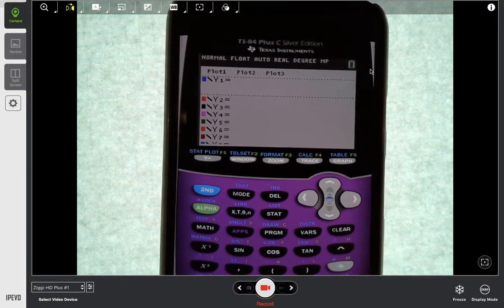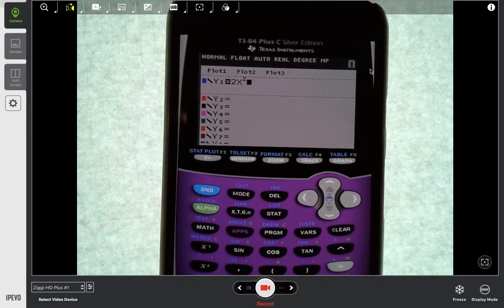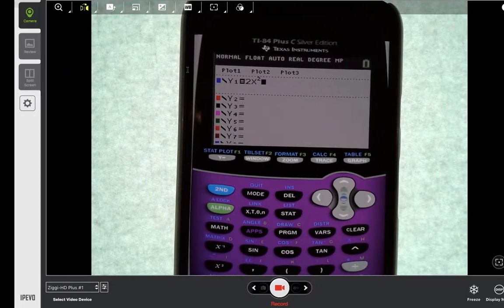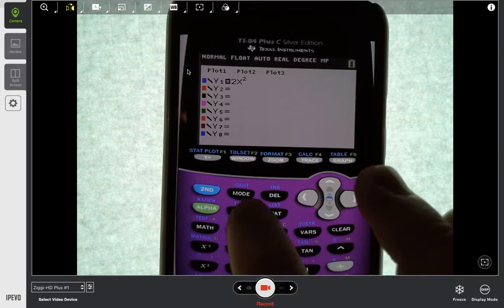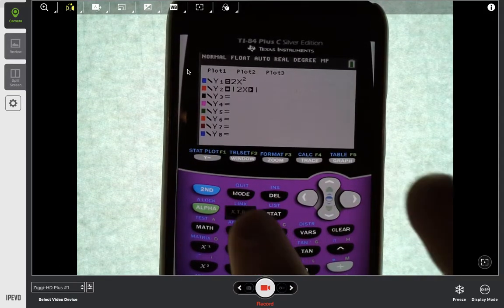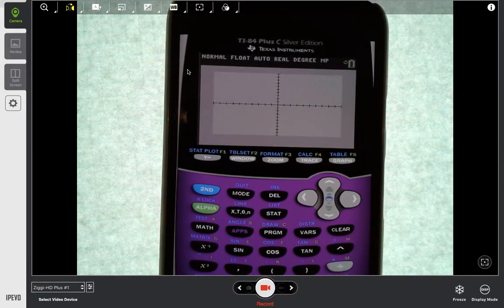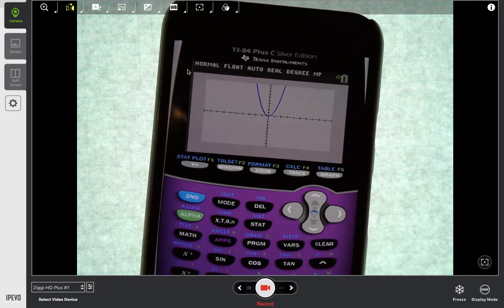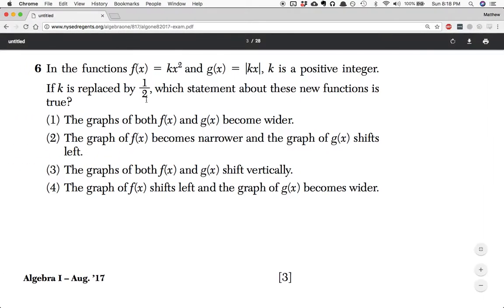Oh man, I got to fix all that. 2x squared, right? Because it's kx squared. And then for the next one, I'll do the absolute value of 2x. And we can start by just looking at what those graphs look like. It makes your regular plain old parabola, and then it makes your regular plain old absolute value graph. So once you've got that, what it says to do next is replace k by 1/2.